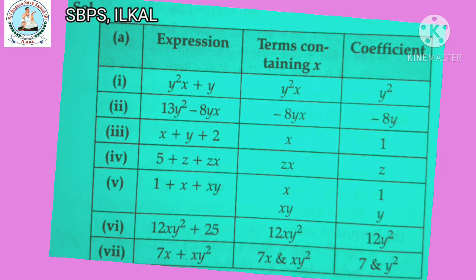Seventh expression, 7x plus xy square. It has only two terms. Both the terms have x in it. So for 7x the coefficient is 7, and for xy square the coefficient of x is y square.